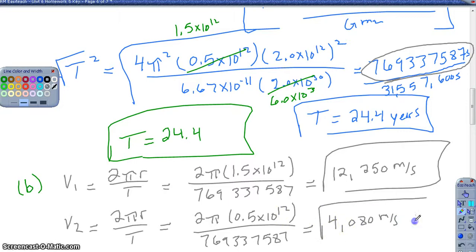And again, make sure that answer kind of makes sense. The first star, the smaller star, would have a larger circumference to go, but it takes the same amount of time, right? So it should have to travel faster in order to cover more distance in the same amount of time. The larger star goes less far in the same amount of time, so it goes a little bit slower.